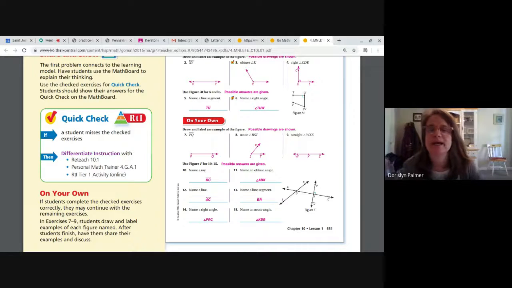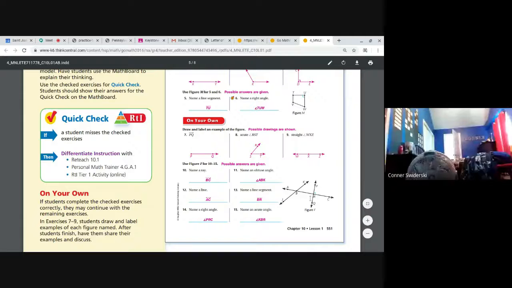Right. Name a right angle. They gave us angle PRC, and it's indicated by a right angle. Angle QRC would also be a right angle. Angle PRB is a right angle. Angle QRB is a right angle.